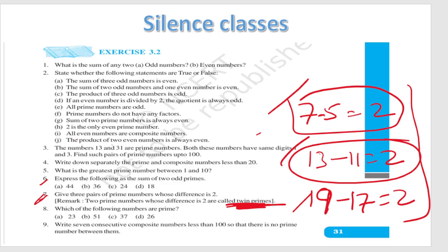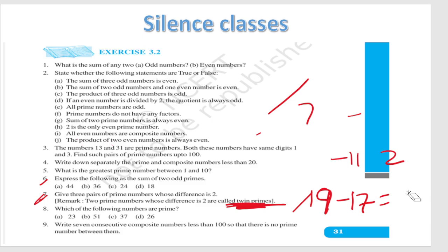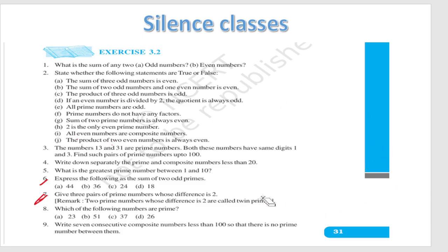Question number 8 is saying which of the following numbers are prime? Which of the following numbers are prime? It means we have to find out whether the given number is a prime number or not. And again I am explaining what prime numbers are. Prime numbers are those numbers which are divisible by 1 and by itself.